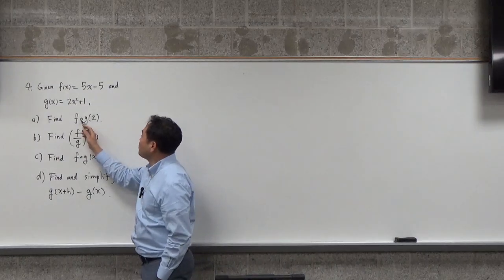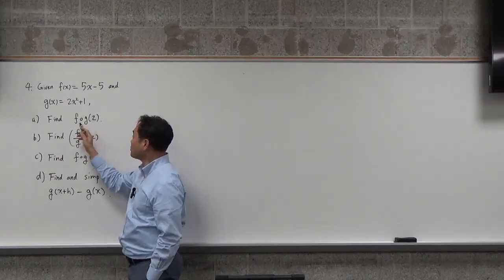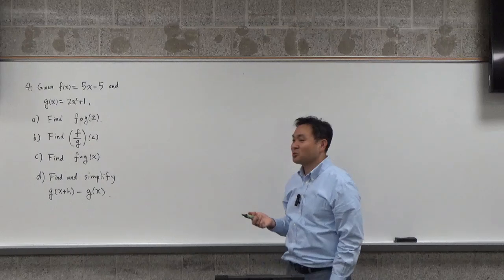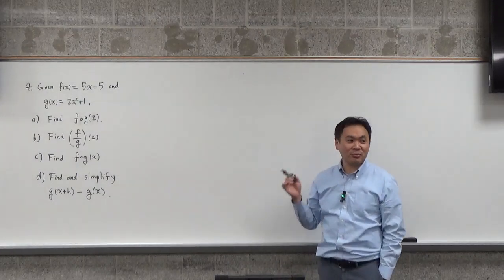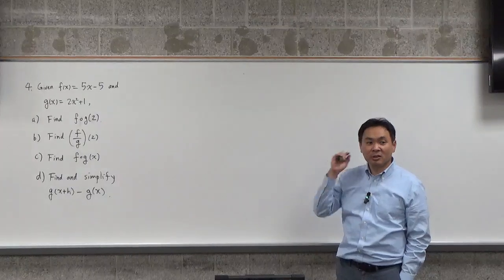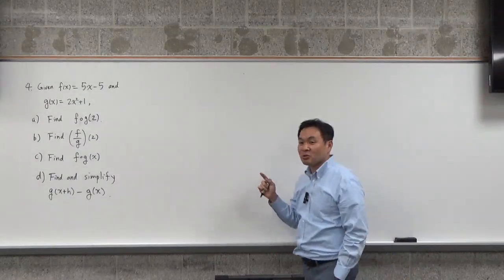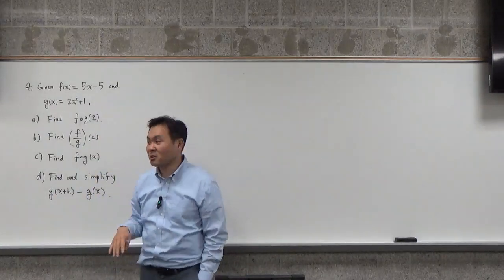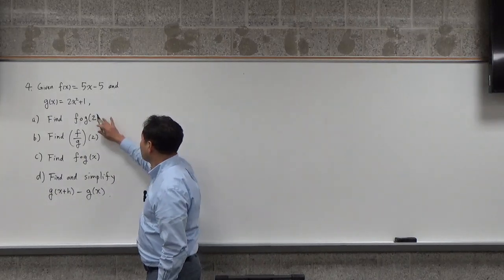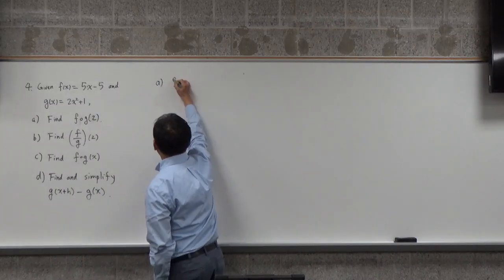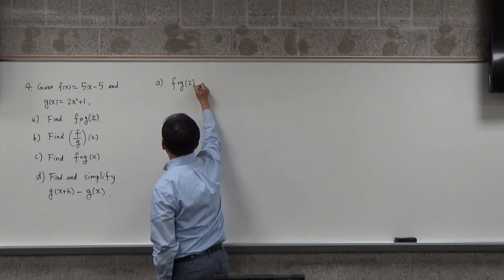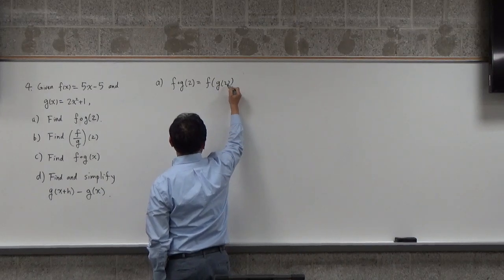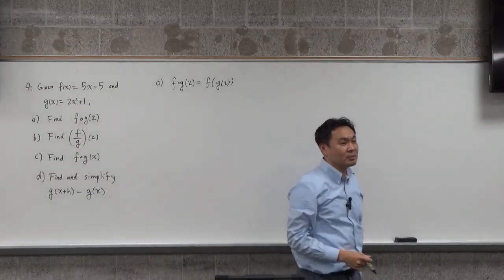Find f composed with g of 2. Now this small circle is not an O. It's easy to read that as fog of 2. No, that's not what it means. It's f circle g, where the circle is a way to talk about the composition of functions. It's about applying one function and doing the next. So the real meaning of f circle g of 2 is that inside f you put the g of 2. That's what it means. Okay.